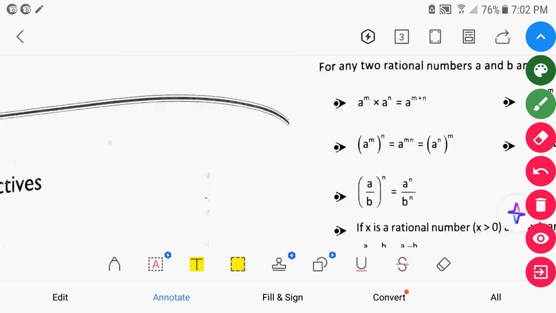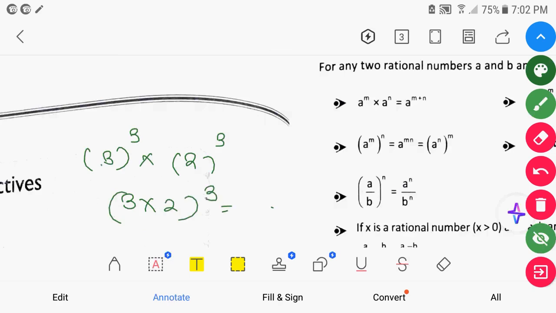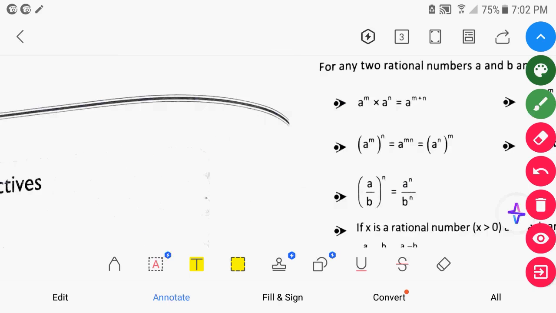Okay, if they have different bases, like 3 raised to 3 multiplied by 2 raised to 3, we can solve this also: 3 multiplied by 2, raised to 3, means 6 raised to 3, and evaluate it. Okay, these are some laws.